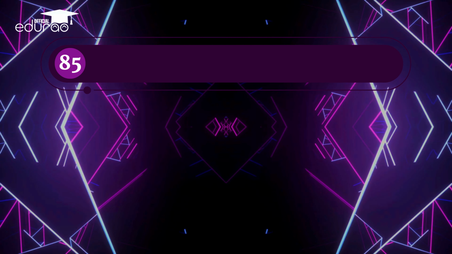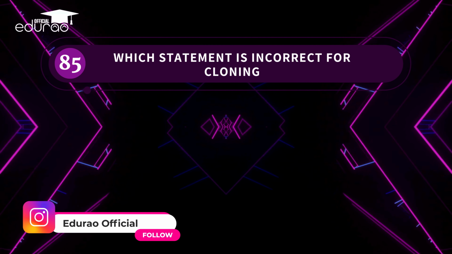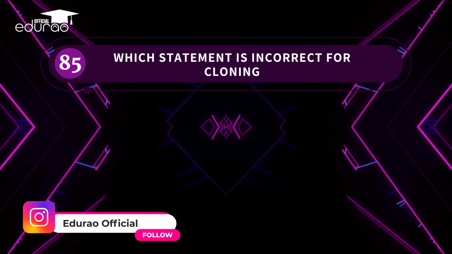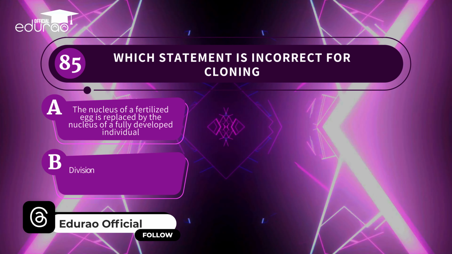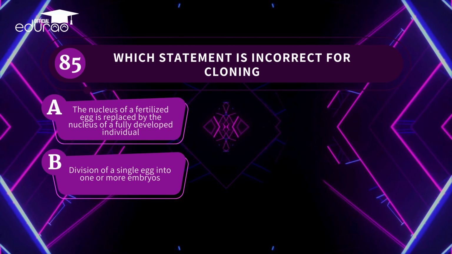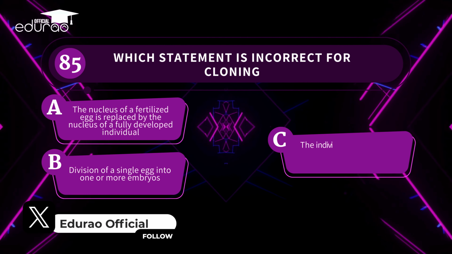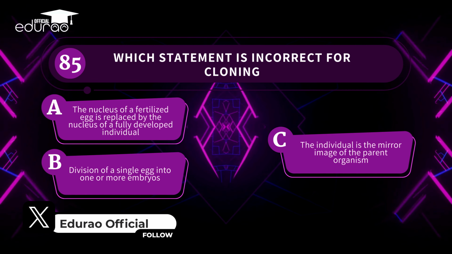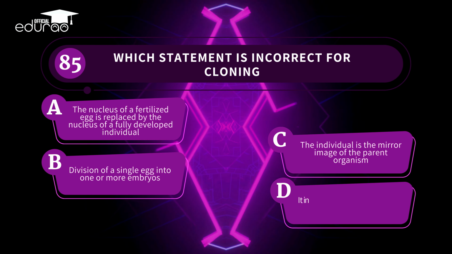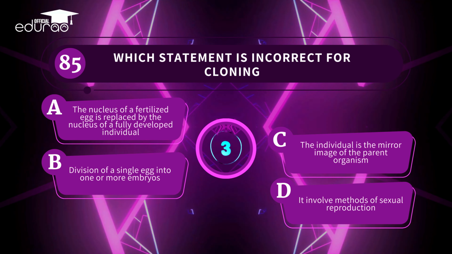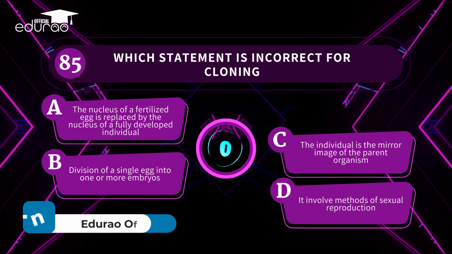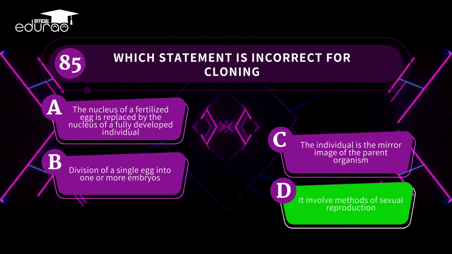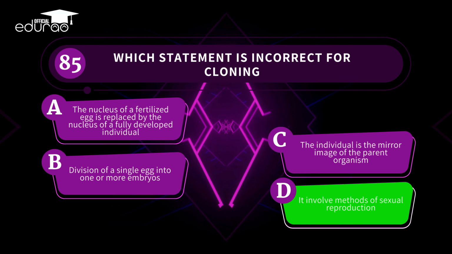Question 85. Which statement is incorrect for cloning? A. The nucleus of a fertilized egg is replaced by the nucleus of a fully developed individual. B. Division of a single egg into one or more embryos. C. The individual is the mirror image of the parent organism. D. It involves methods of sexual reproduction. Correct answer is it involves methods of sexual reproduction.